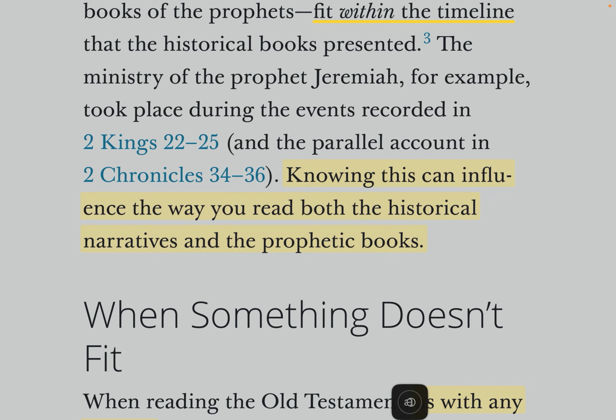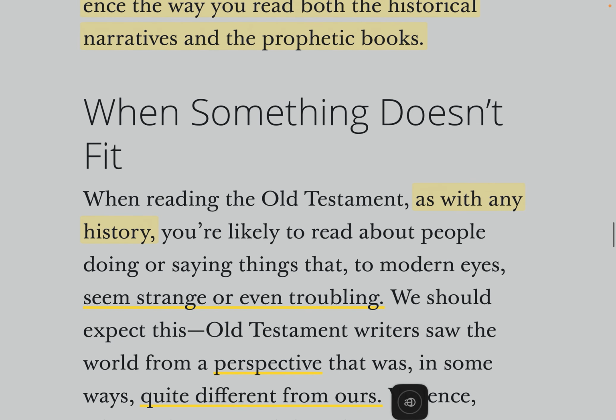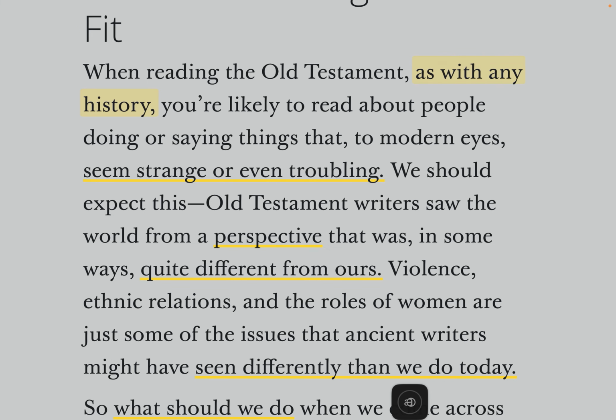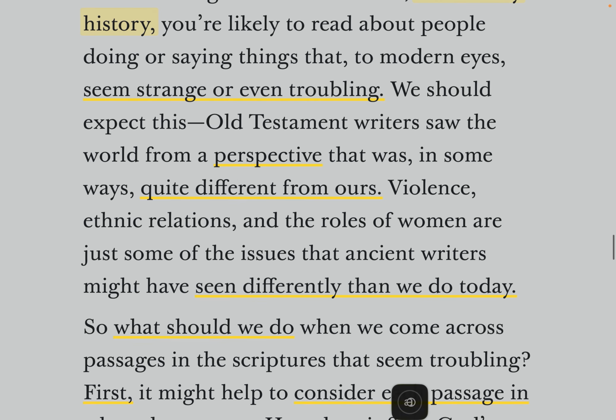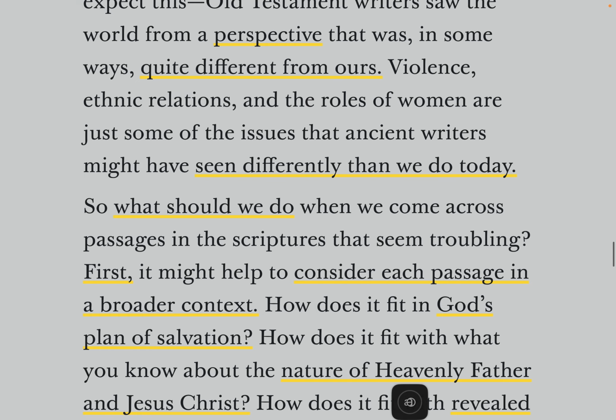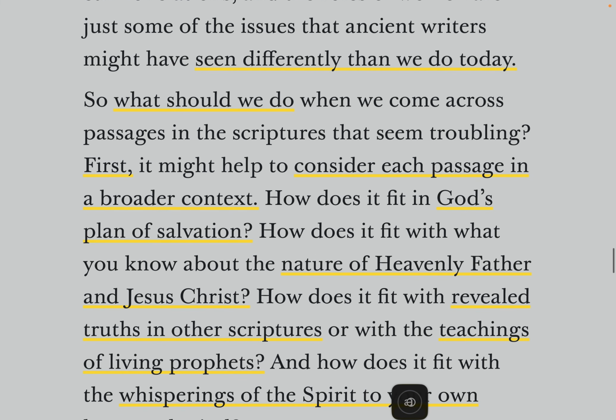The ministry of the prophet Jeremiah, for example, took place during the events recorded in 2 Kings 22 to 25, and the parallel account in Chronicles 34 through 36. Knowing this can influence the way you read both historical narratives and prophetic narratives. When reading the Old Testament, as with any history, you're likely to read about people doing or saying things that, to modern readers, seem strange or even troubling. We should expect this. The Old Testament writers saw the world from a perspective that was in some ways quite different from ours. Violence, ethnic relations, and roles of women are just some of the issues that ancient writers might have seen differently than we do today.